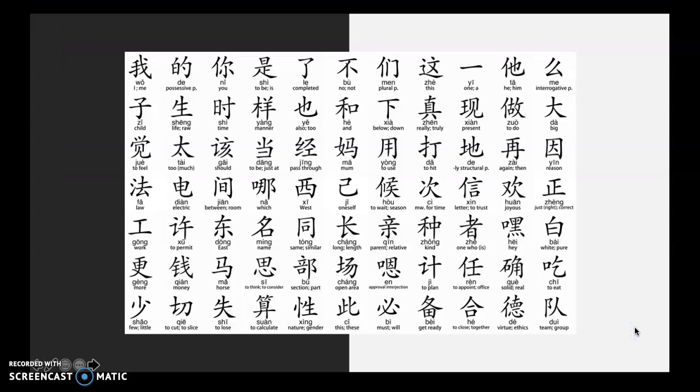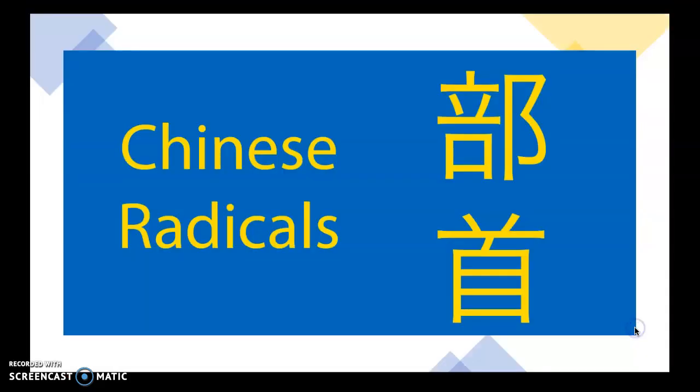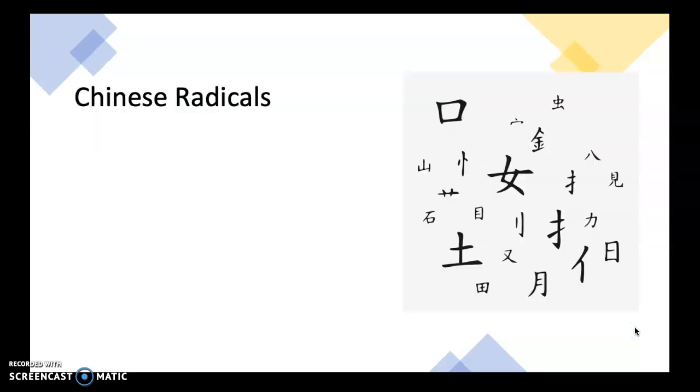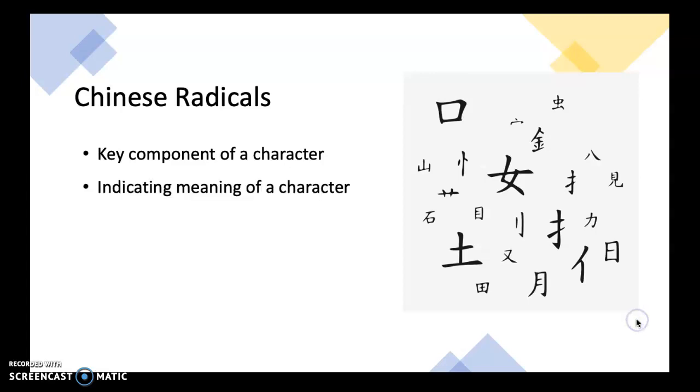That is why today we are going to look at Chinese radicals, 部首, to learn what Chinese radicals are and why they are important. So, what is a Chinese radical? A Chinese radical is a part of a character. Chinese characters are usually made up of various components, and a radical is a key component because it usually indicates its meaning or sometimes sound.